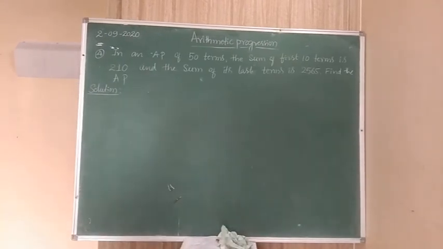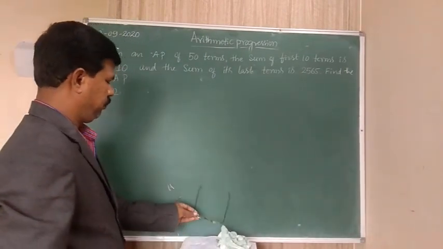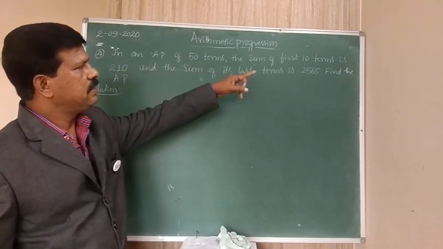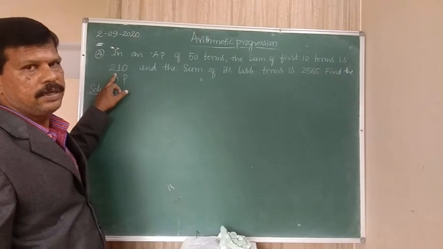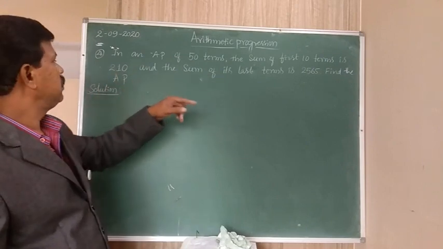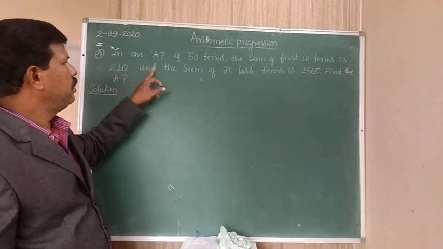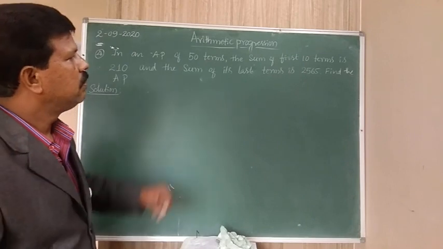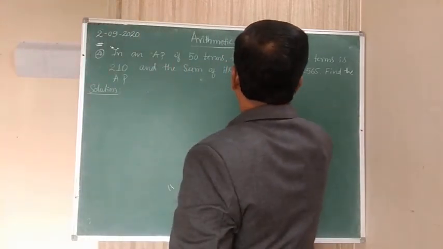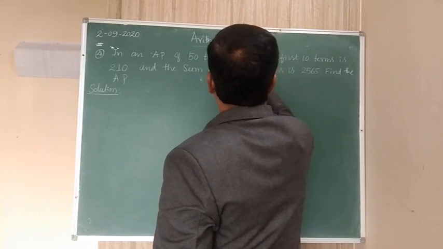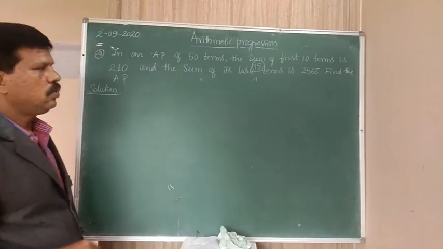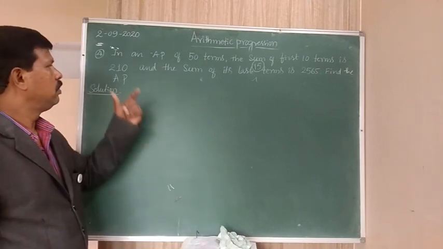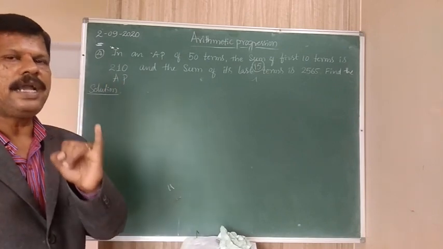Now in this problem, in an AP of 50 terms, the sum of first 10 terms is 210. Sum of first 10 terms is 210, and the sum of its last 15 terms. So here is one thing left out. Last 15 terms is 2565. Find the AP. Now to find AP, we need A and D.